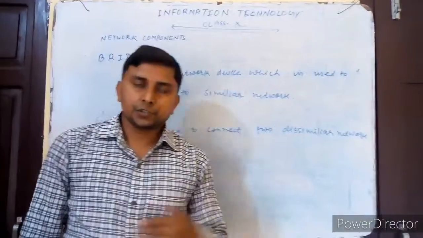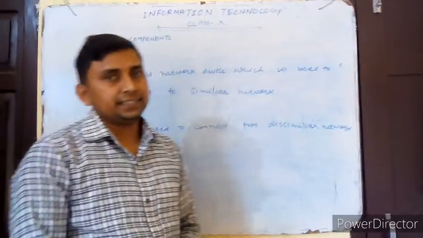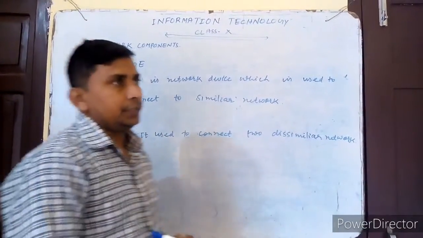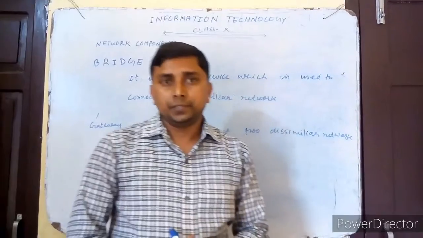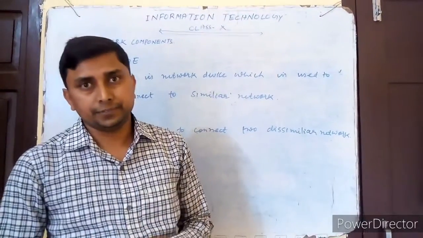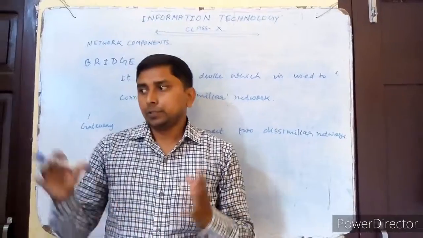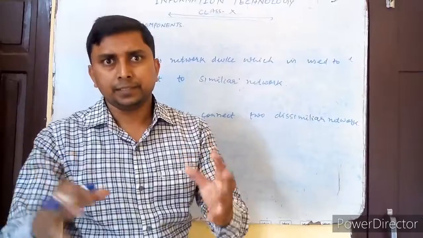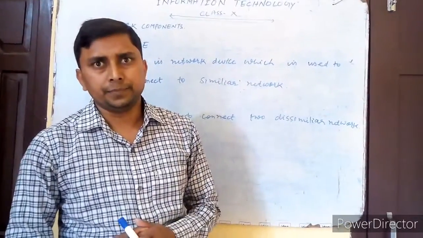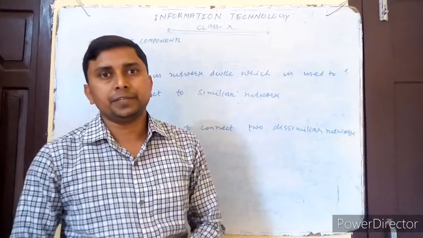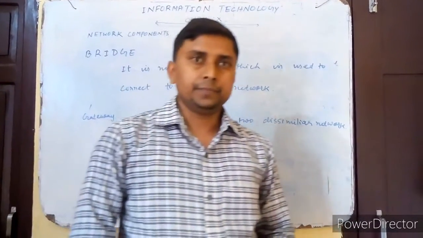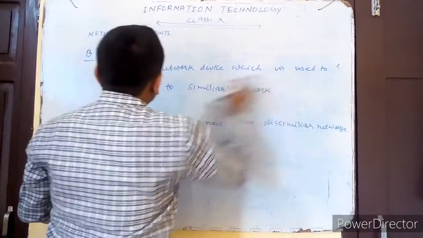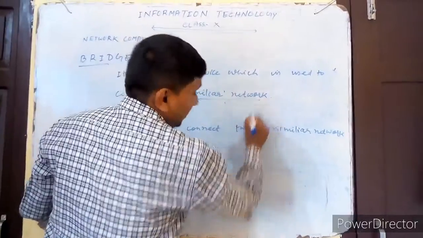Now the next network components are bridge and gateway. Students, in some cases we need to connect two networks. Like suppose an organization has two branches nearby and they want to connect them. Then there is a specific device they need to connect them. Now let's see bridge. It is a network device which is used to connect two similar networks.